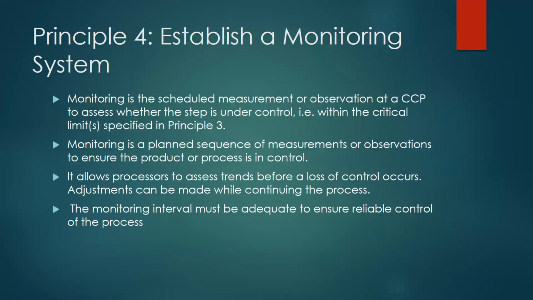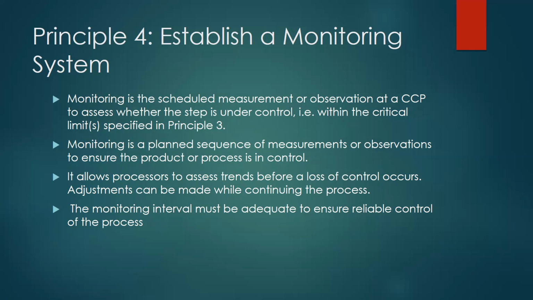The next principle is to establish a monitoring system. Monitoring is the scheduled measurement or observation at a CCP to assess whether the step is under control within the critical limit specified in principle 3. Okay, so this principle involves establishing the monitoring system in order to identify that a particular CCP is under control, that is, within the set critical limit, so as to keep it within the acceptable limit.